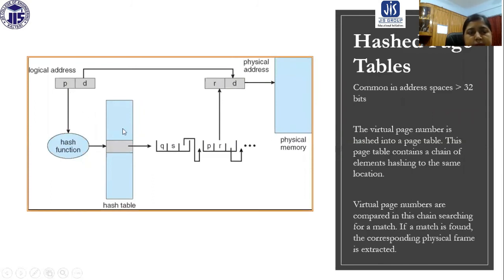Now it is going to search in the linked list. Suppose we are searching for P. In the first node you are going to search in this field, Q. So it is not P. From this node you are going to have the address of the next node also, so it is going to the next node, that is P. In the next node we are actually searching for P, and in the next field we have the corresponding frame number. So the frame number is R.